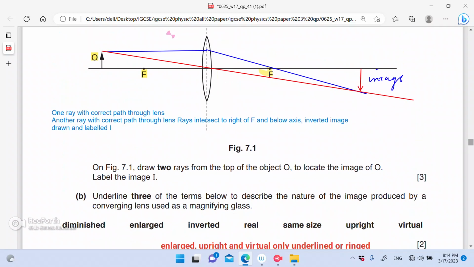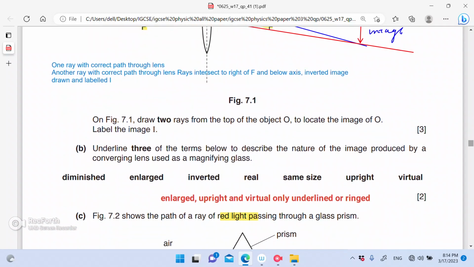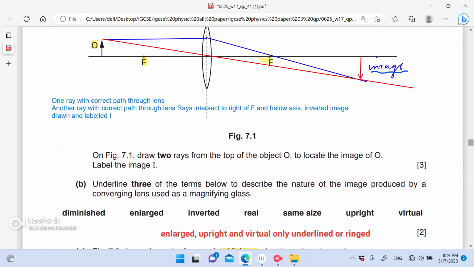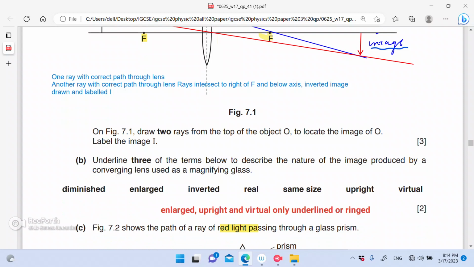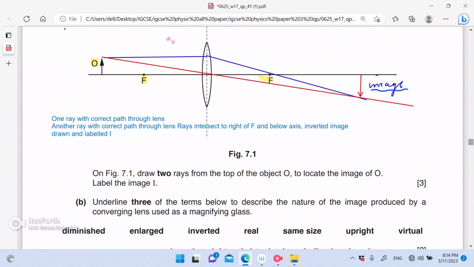Okay, so two rays done, and you can see this one. The image is what? Underline the three properties of the image. Image is enlarged. You can see this is enlarged. You can see this is inverted.